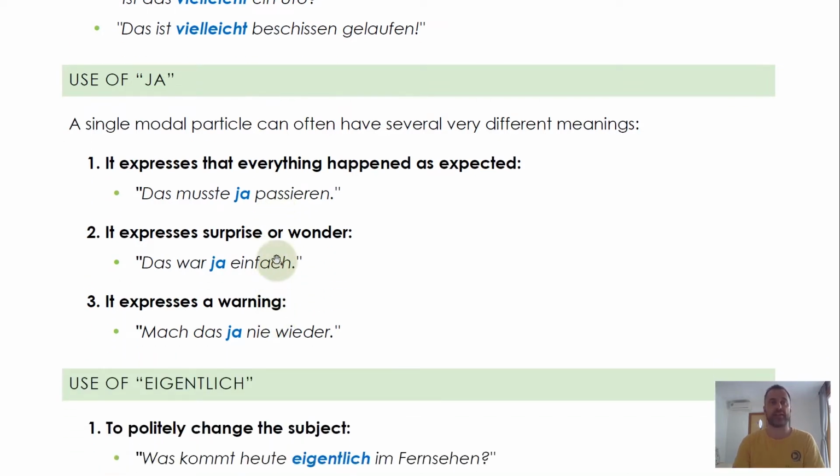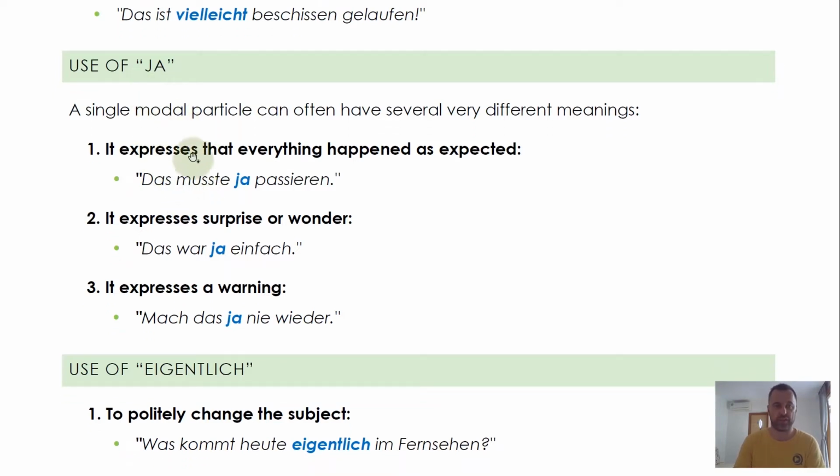Let's have a look at ja. You know ja as yes. Well, that's one use, but we can also use it as a modal particle, and then it could express that everything happened as expected. Das musste ja passieren. This had to happen. I don't know any equivalent here in English for that. It simply intensifies the, yeah, I knew it. So it just shows, I've told you, I knew it before, this had to happen.